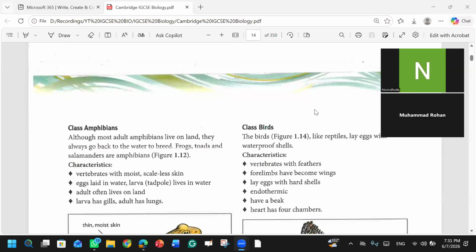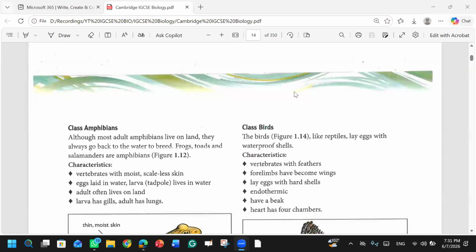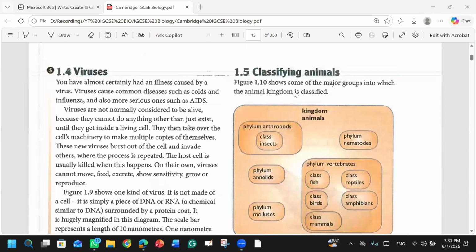Now we will see the different classes within the same kingdom. Like we discussed the kingdoms, now we see the major groups in those kingdoms. For example, the first kingdom is when we are now going to classify animals. We are now going to discuss the kingdom Animalia in detail.